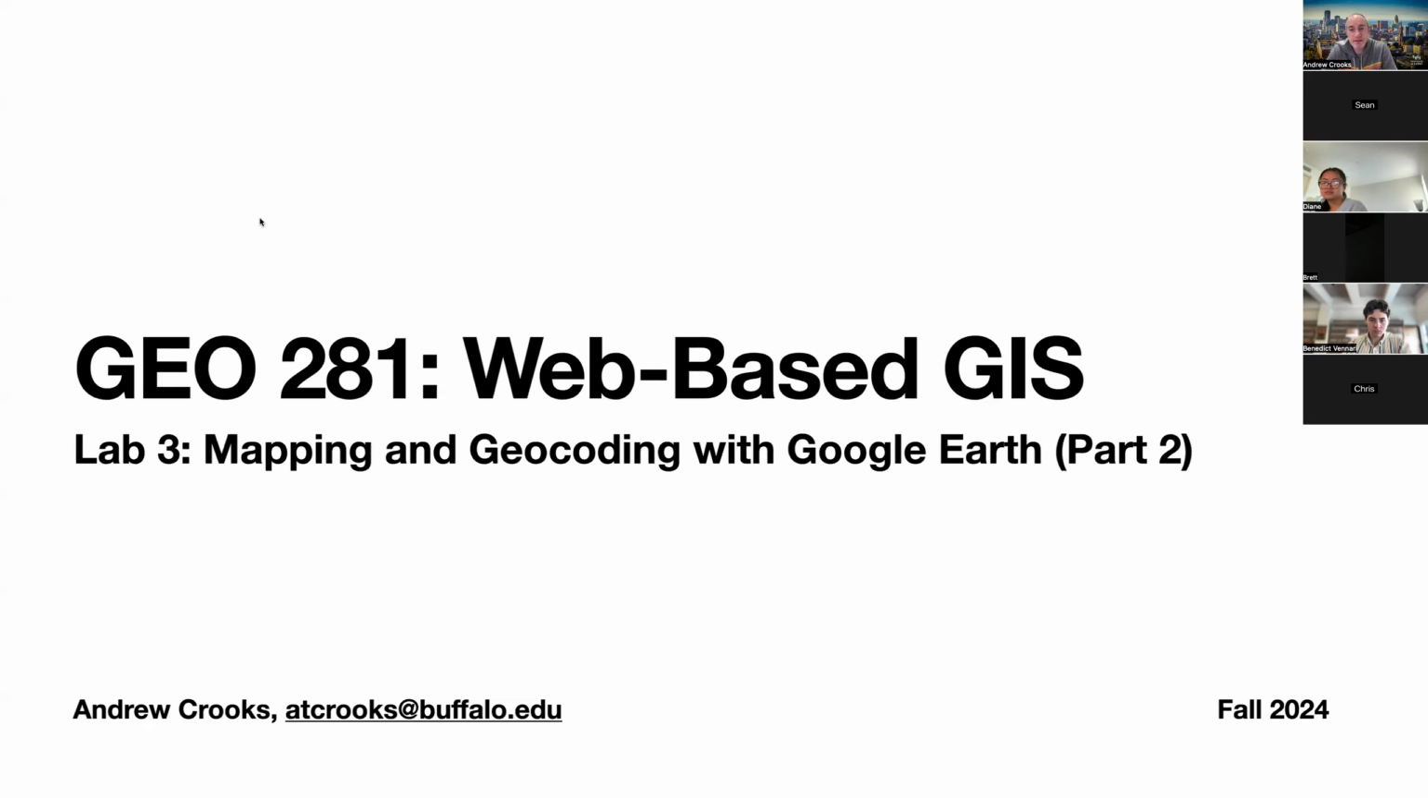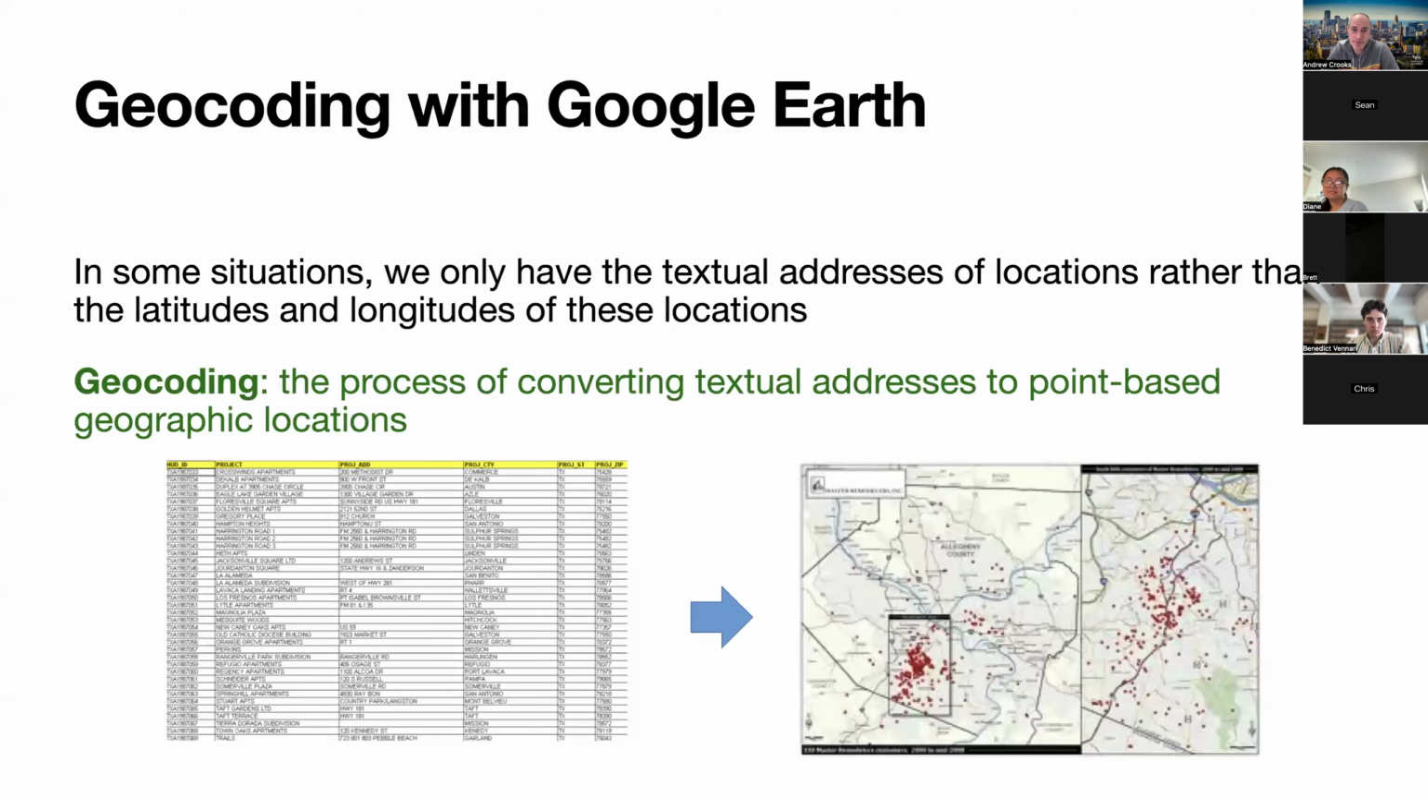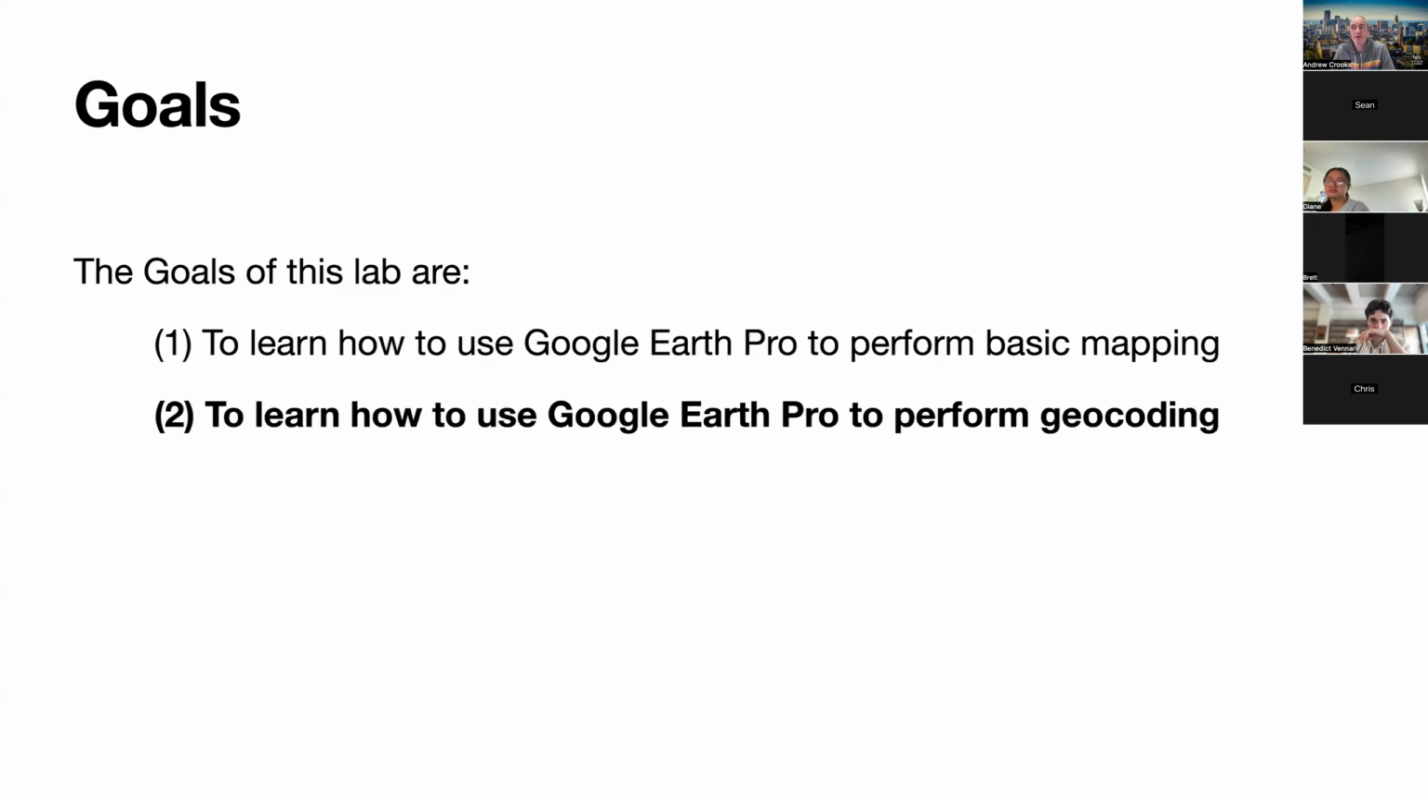Okay, so today's class is going to be a continuation of mapping and geocoding with Google Earth. Specifically, in the last class, we talked about how we can do very basic mapping, creating thematic maps in Google Earth. So uploading a shapefile and showing things like population and house prices as two different themes by extruding, say, the median house price over the population of different states.